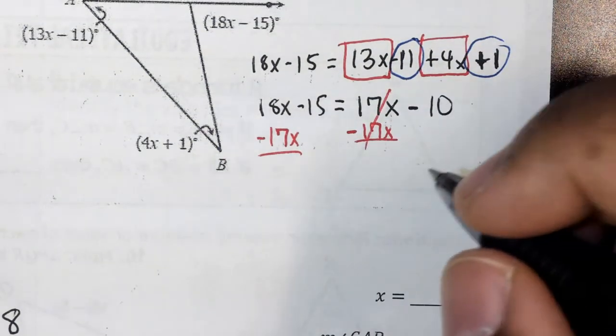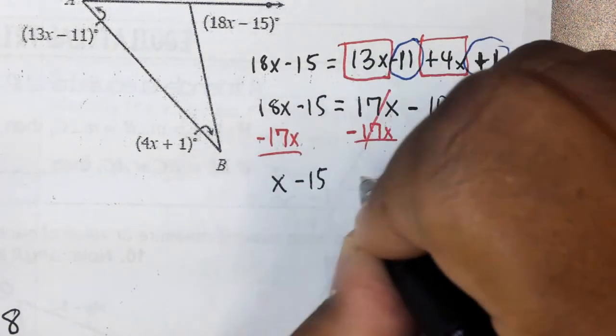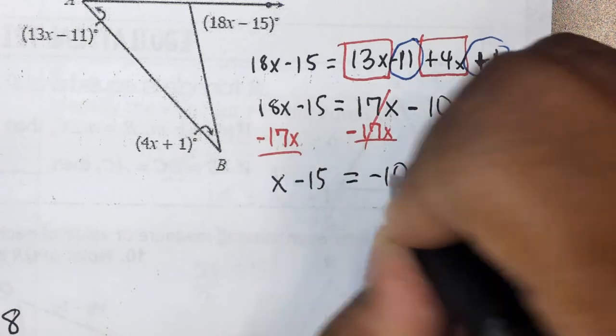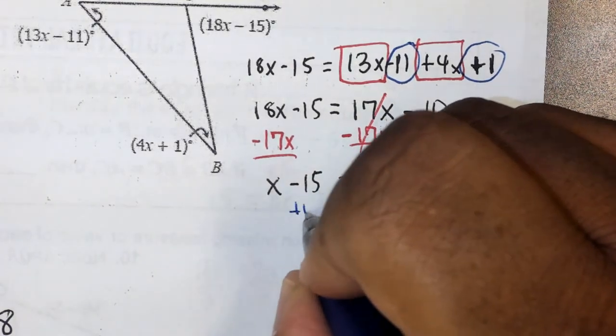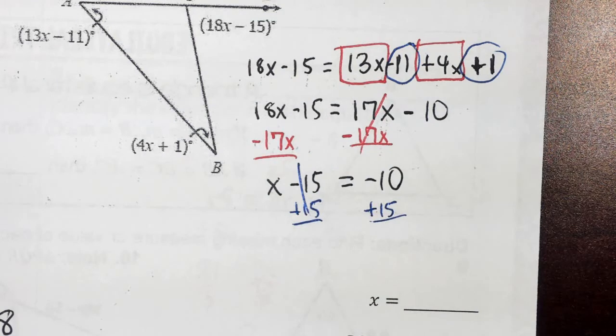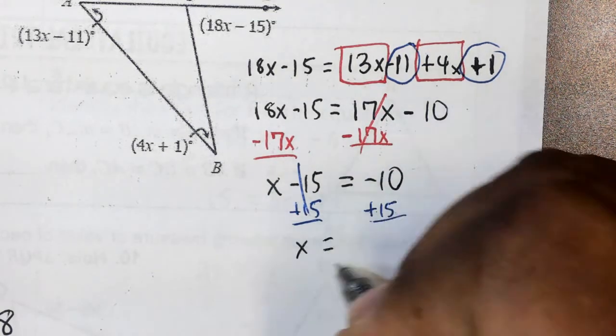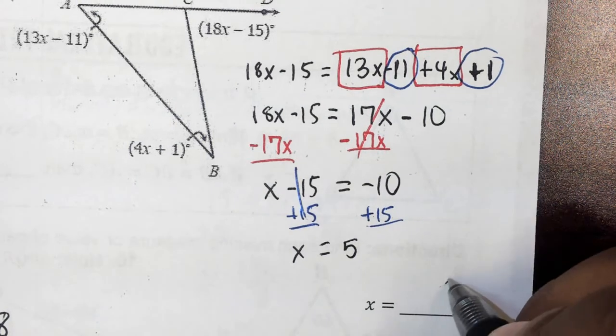What's 18x minus 17x, Lucas? X minus 15 equals negative 10. What's the last thing you need to do, man? Add 15. Cancels. X equals what? X equals 5. Alright, so we got the value of X.